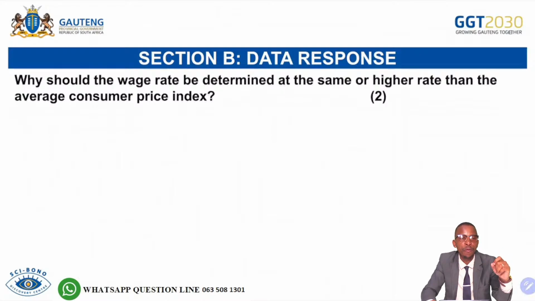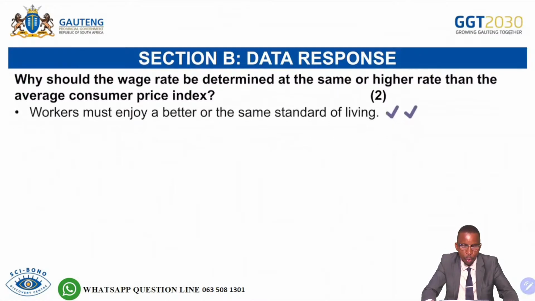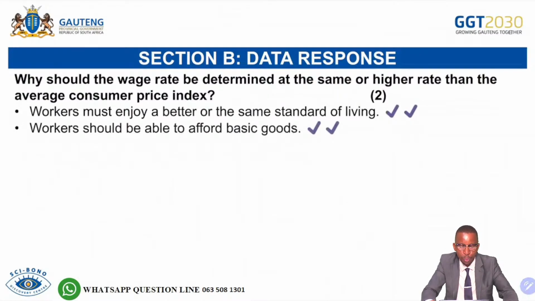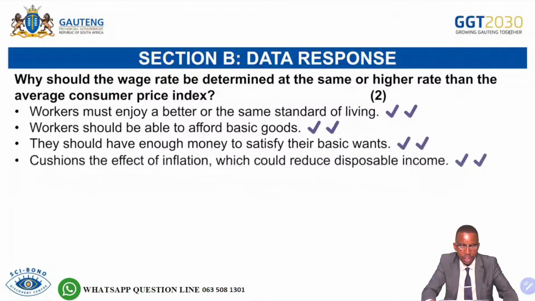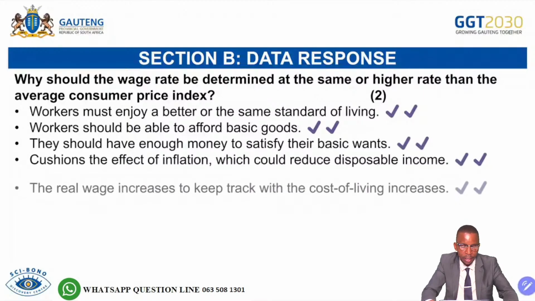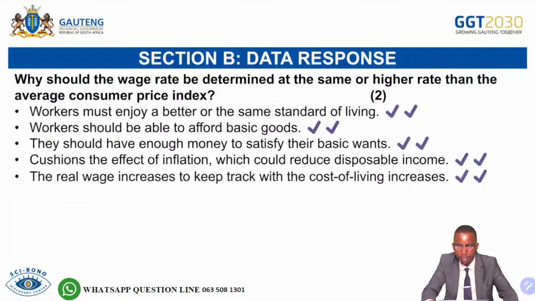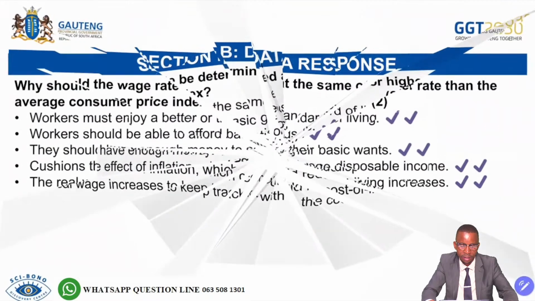Therefore, if ever wages are increasing, they should increase faster than the inflation rate so that people can keep on enjoying a better living standard. Workers must enjoy a better or the same standard of living rather than being compromised. Workers should be able to afford basic goods and services. They should have enough money to satisfy their needs. Question: the effect of inflation, which could reduce disposable income. Real wage increases to keep track with the cost of living increases.